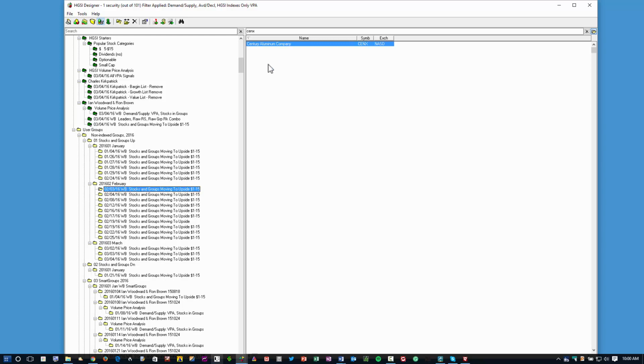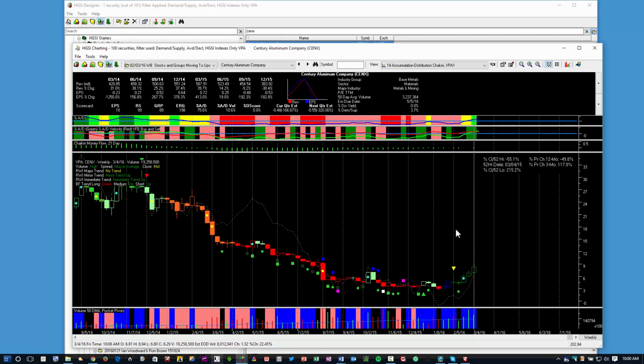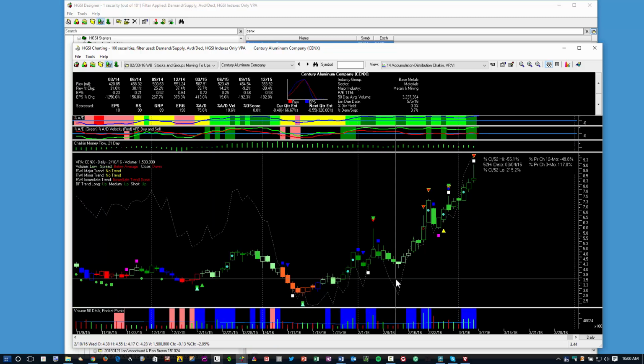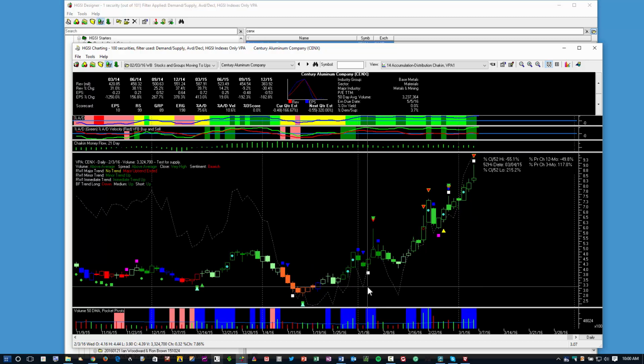Here it is right here, and that is 2/3. We were talking about the date of 2/4. So let's bring it up. Go to a daily chart, and 2/3 is right here, but it was showing up most of January in the stocks and groups moving to the upside. That's where you really need to keep an eye, what group you need to keep an eye on to catch a lot of these early movers.